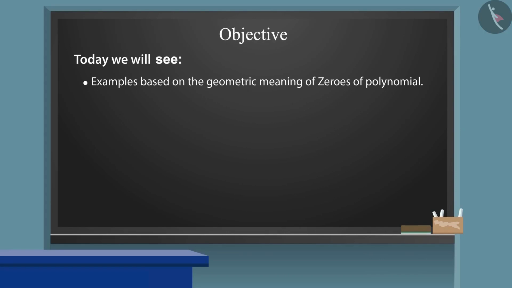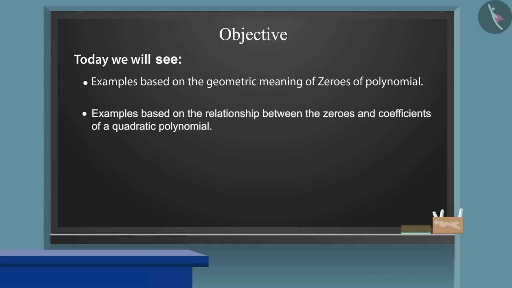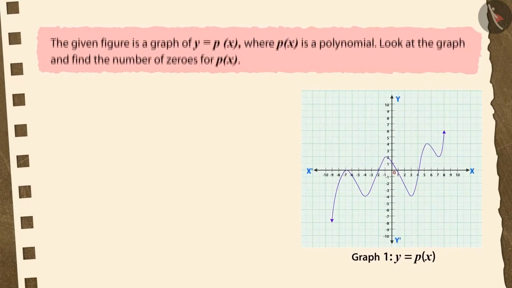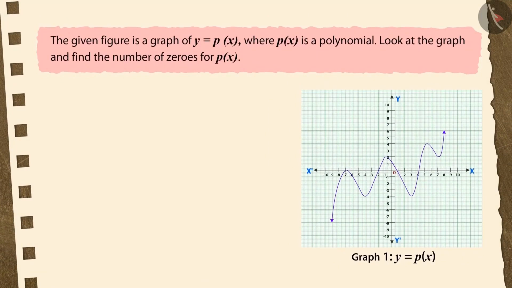Till now, we have studied the geometric meaning of the zeros of polynomials and the relation between the zeros and the coefficients of a polynomial. Now we will see what can be common mistakes while solving these types of questions. Given figure is the graph of y = p(x). Look at the graph and find the number of zeros of the polynomial p(x). The options are 3, 1, 5, 4. To solve this question, pause the video and then match your answer.